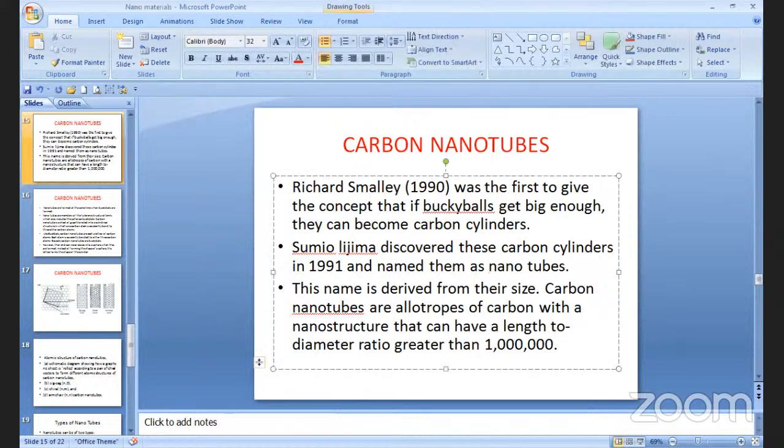This name is derived from the size. The length to diameter ratio of carbon nanotubes is greater than 1 lakh. These nanotubes are formed at the same time when buckyballs are formed. So nanotubes are members of the fullerene structural family, which also includes the spherical buckyballs.